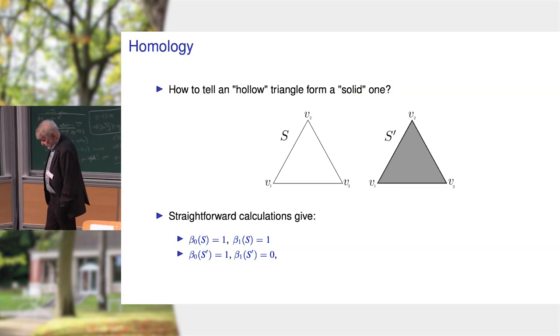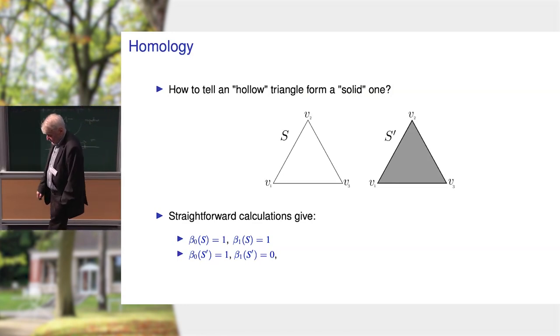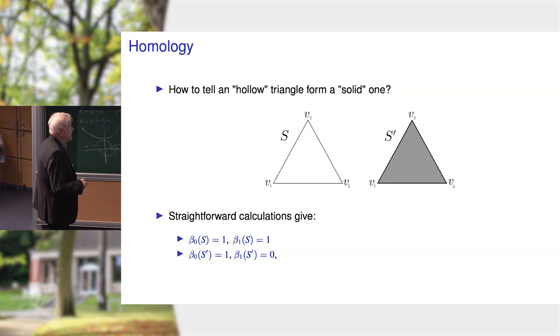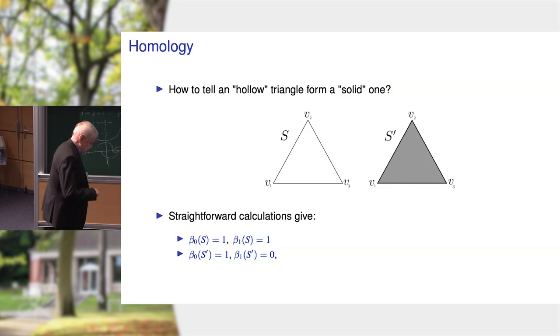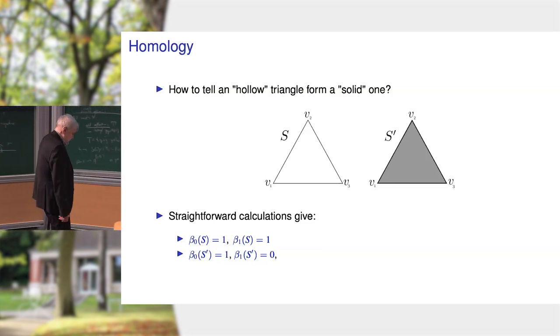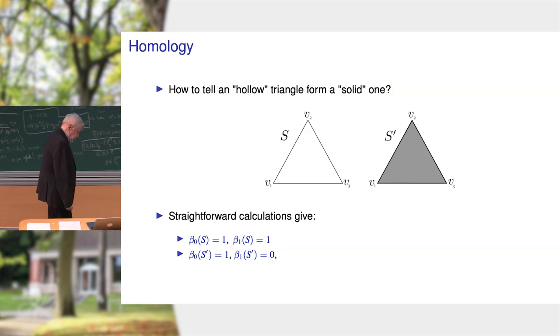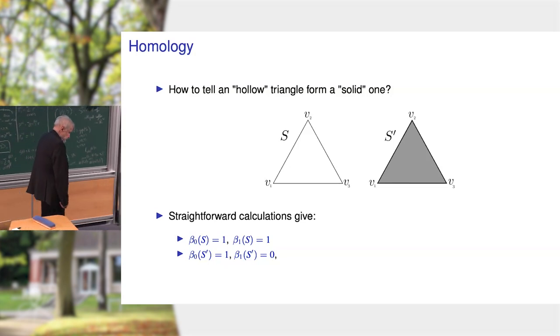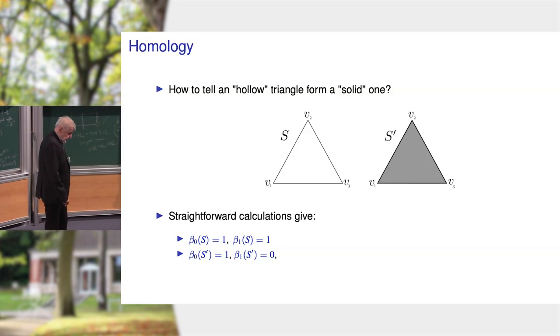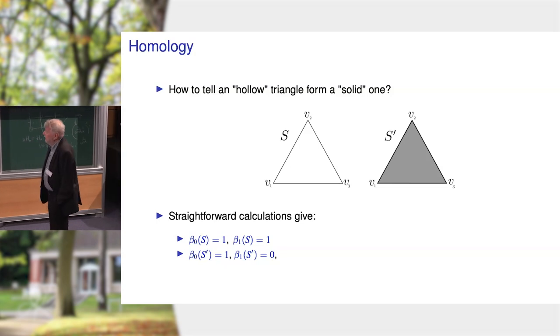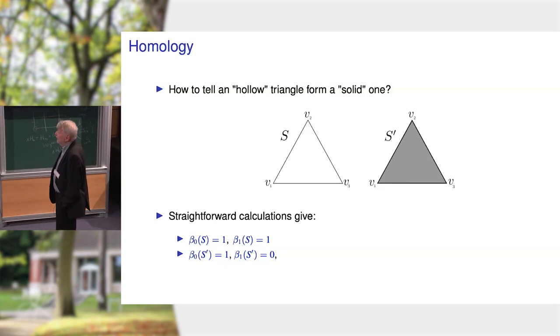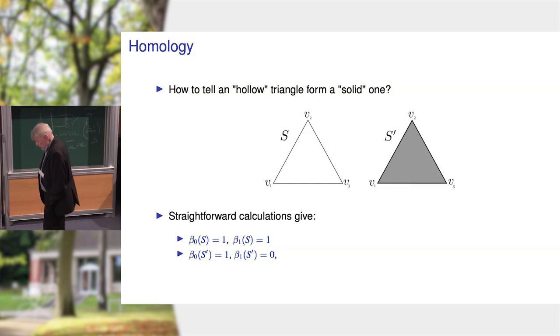So this is my favorite example of how to distinguish an empty triangle from a solid one. Calculate these Betti numbers, and by straightforward calculations, based on what was written on the previous slide, you can find these results about Betti numbers for the empty triangle and the solid one. And you can distinguish them in an algebraic way.